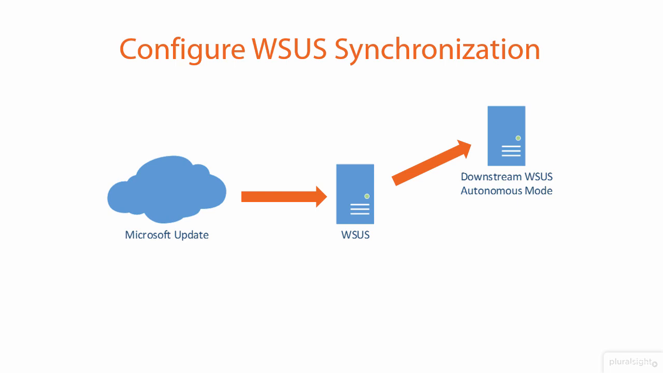In autonomous mode, this whole linkage of WSUS servers is done for no other reason than just the dissemination of the updates themselves. And the downstream server in autonomous mode actually allows those local IT pros to make decisions, like which computers belong in which groups and so on.